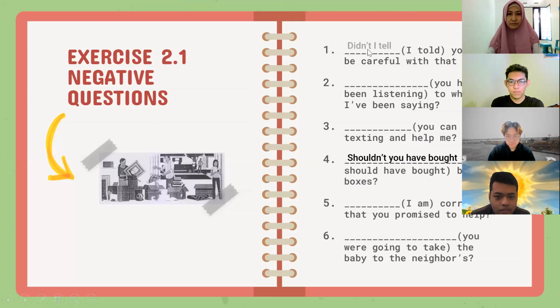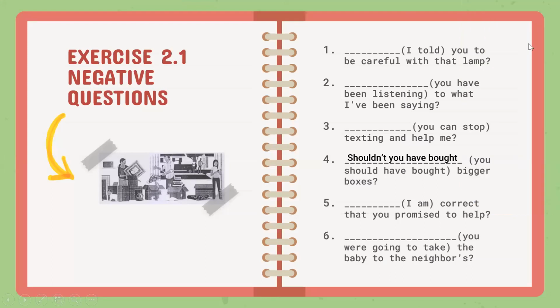Hi, I am Angelica Verlin, and today Lauren, Raffi, Rizal, and I will present negative questions, Unit 14. Exercise 2.1, negative questions. Number 1: I told you to be careful with that lamp. We should change I told into a negative question. So the answer is, didn't I tell you to be careful with that lamp?